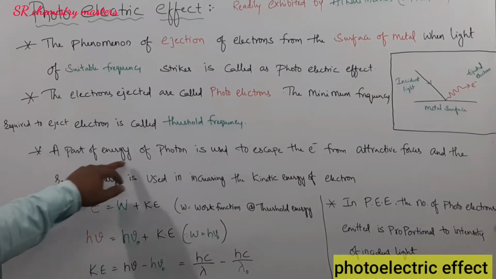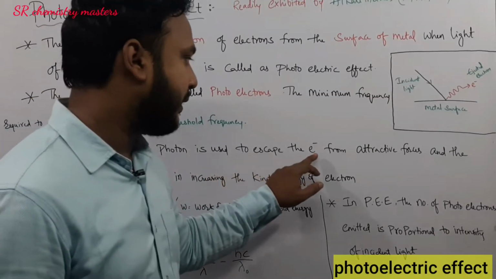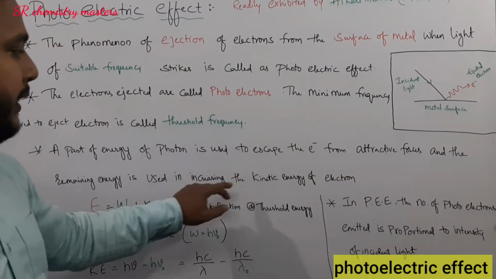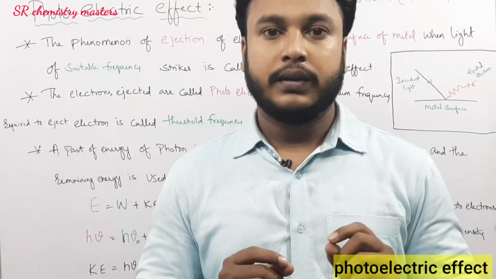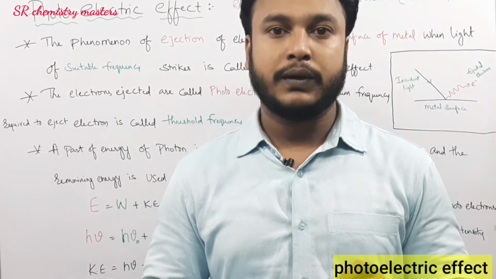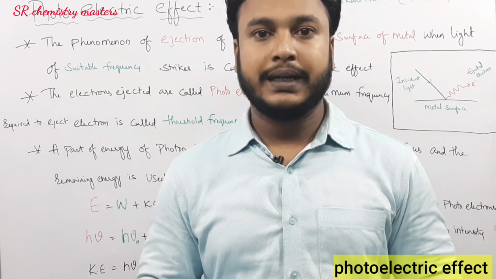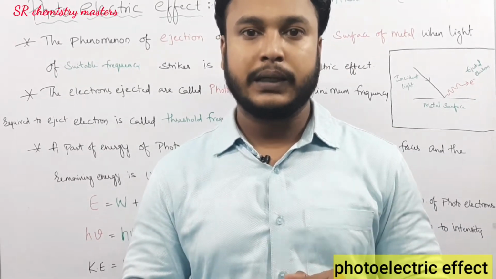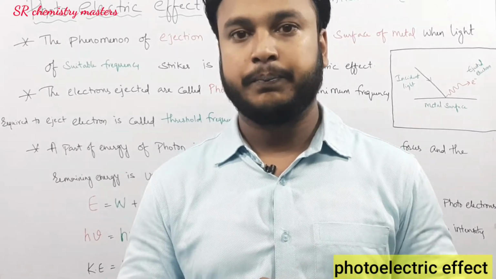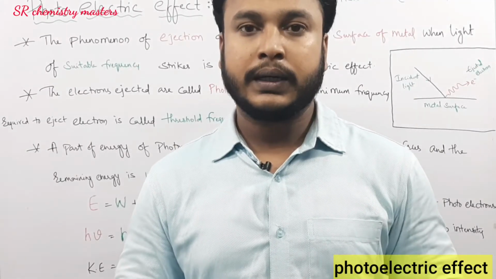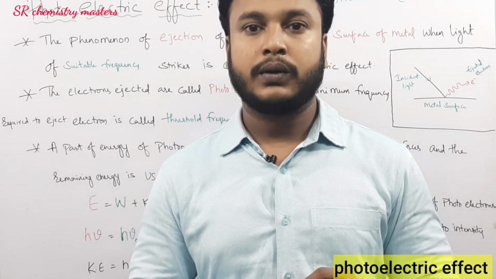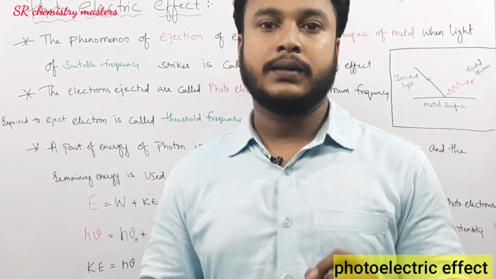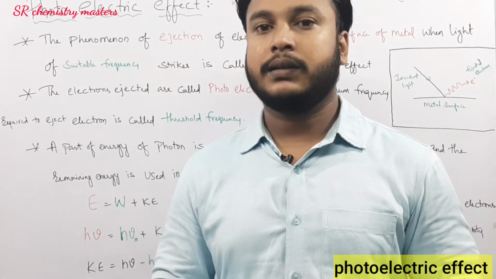A part of the energy of the photon is used to free the electron from the attractive forces, and the remaining energy is used to increase the kinetic energy of the electron. The energy which you are supplying in the form of light is utilized in two ways. The first part is used for the separation of the electron from the surface of the metal, or else to overcome the attractive force between the electrons and the surface of the metal. The second part of the energy is utilized to impart kinetic energy to the electron.